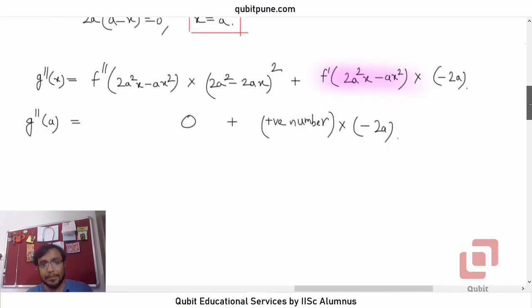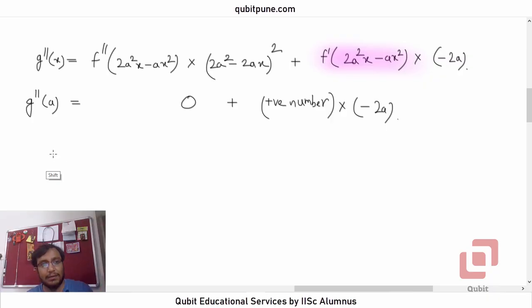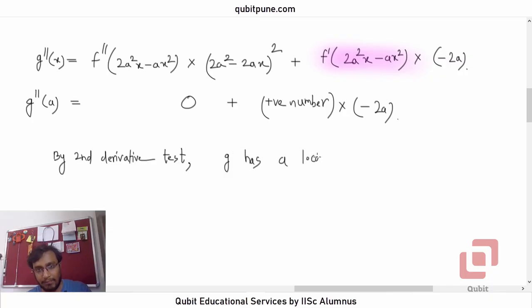Now according to the second derivative test, we need to ensure the sign of g double prime of a. By the second derivative test, a function has a local maximum when the second derivative is negative. So g has a local maximum when g double prime at that particular point is negative.